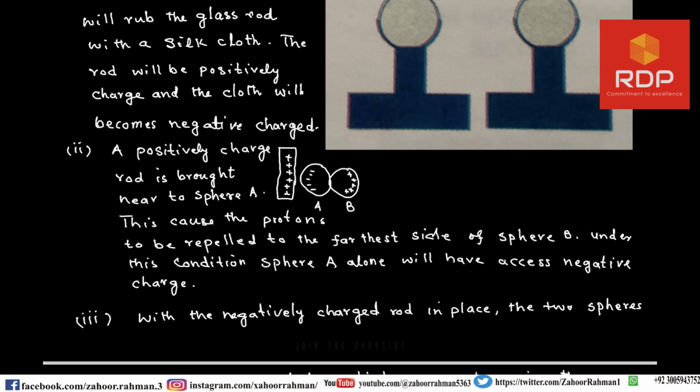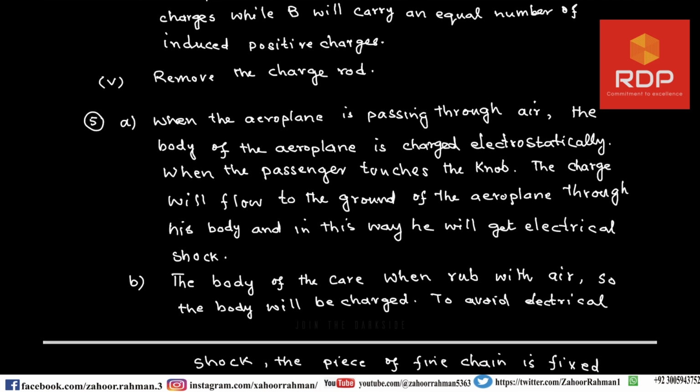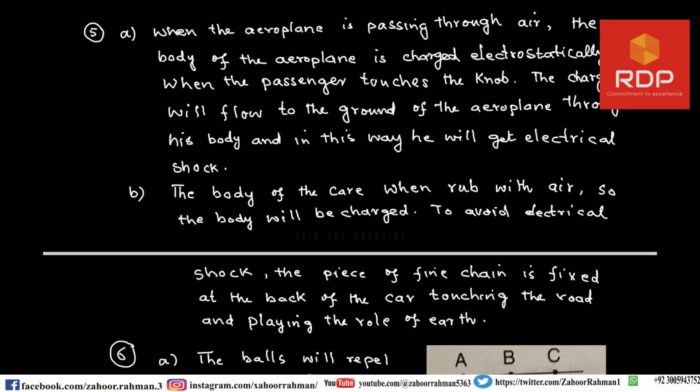Now if you remove the charged rod before separating, then the spheres will not be charged oppositely and equally. After the removal of the rod, once the spheres are separated from each other, the spheres will be charged oppositely, and as a result we will get equal charges as well.